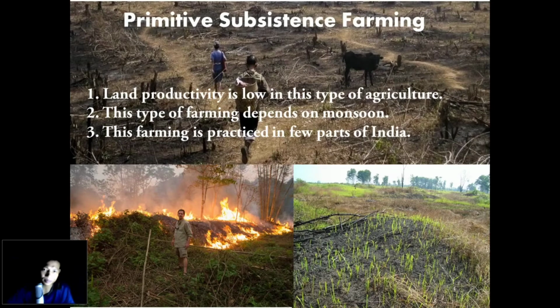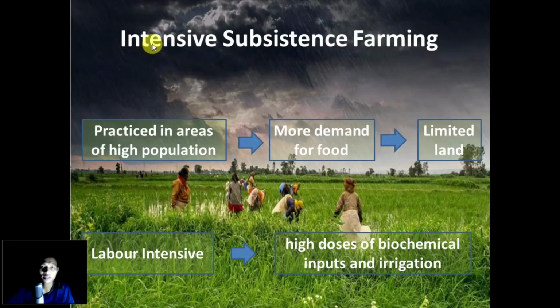Next, we'll see intensive subsistence farming. This type of farming is practiced in areas of high population. What happens if there is high population? There will be high demand for food, right? But in areas of high population, the land is very limited. As the land is limited, they won't introduce lots of machines, so everything will be labor intensive.